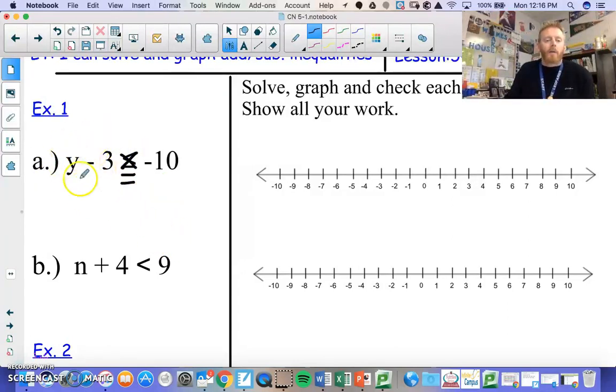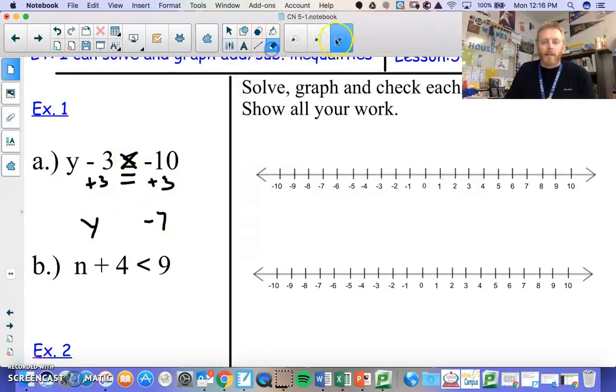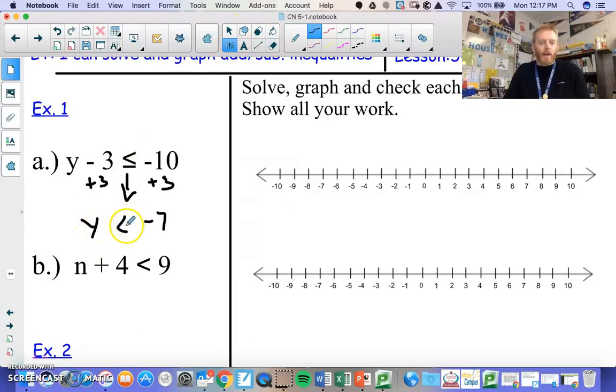So if we were to solve y minus 3 is equal to -10, we would do plus 3 to both sides and find out that y is equal to -7. Now that sign that I just covered up, that's still going to be our sign. So we just bring that sign straight down, and we have y is less than or equal to -7. So I'm going to put a closed, filled-in circle, and since it's less than, I shade to the left. And that's how we do these problems.